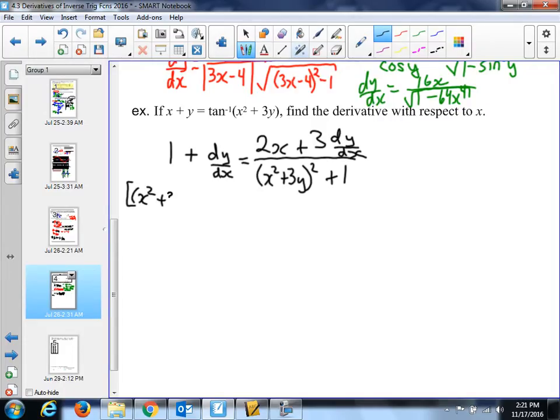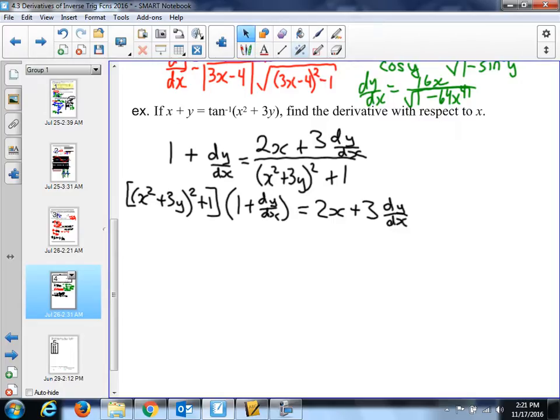x squared plus 3y squared plus 1. That's from the denominator there. Times 1 plus dy by dx, equals 2x plus 3. Okay? We're all good with this, right?